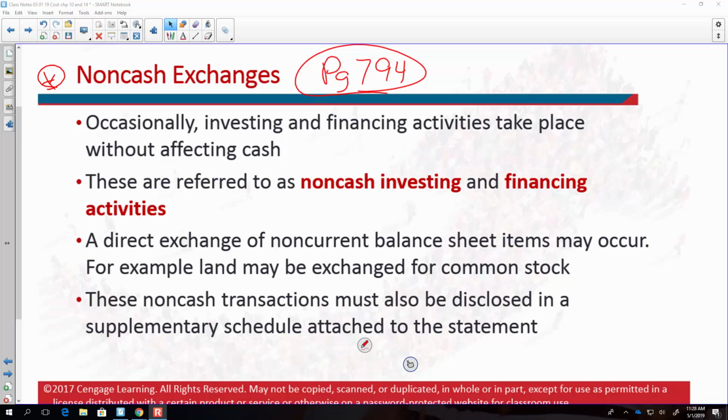We have to also disclose non-cash exchanges on our cash flow statement. They give us an example here. We're looking at our non-current entry. So what's an example? I exchange land for common stock. So even though there's no cash exchanged, we still need to record this. It's a GAAP requirement on our cash flow statement as a supplementary schedule.